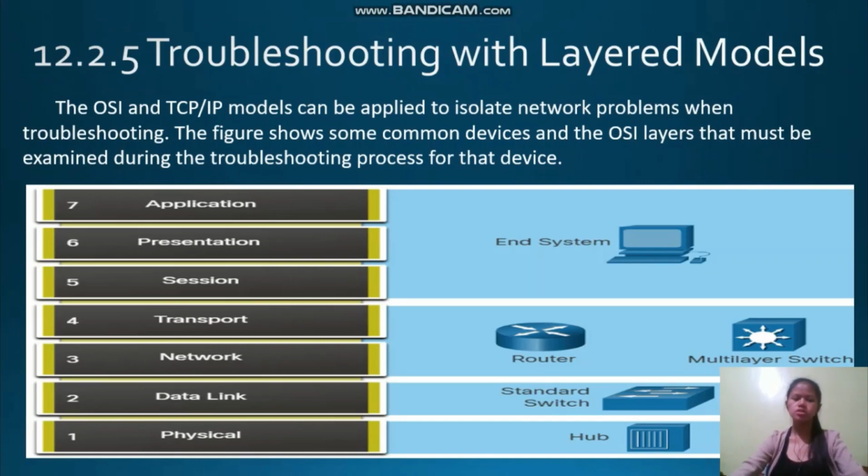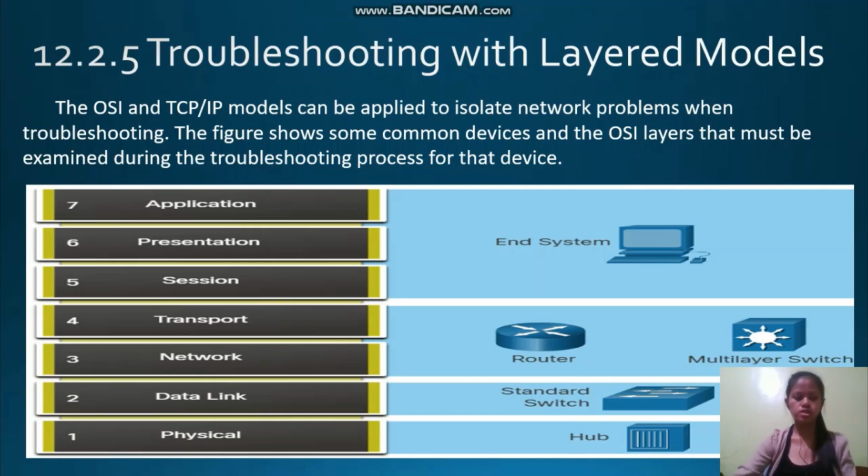Troubleshooting with layer models. The OSI and TCP/IP models can be applied to isolate network problems when troubleshooting. The figure shows some common devices and the layers that must be examined during the troubleshooting process for the device. A hub is found in Layer 1, the physical layer. A standard switch is in the data link layer. Routers and multilayer switches are in the network and transport layers, while end systems are in the session, presentation, and application layers.